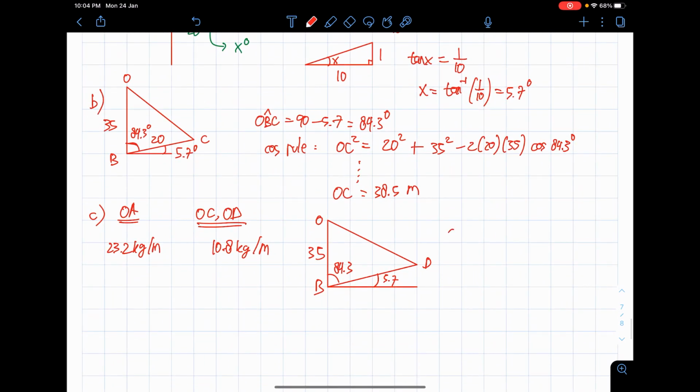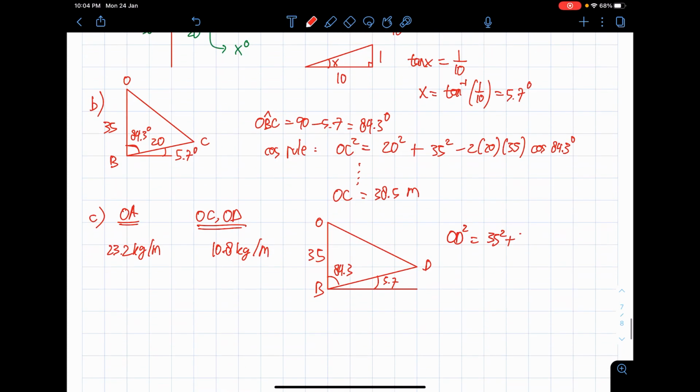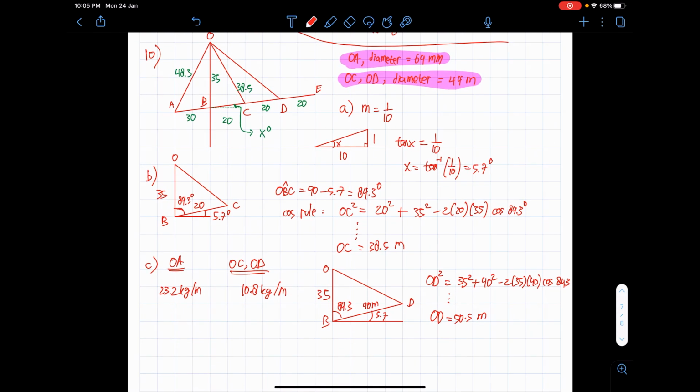Okay, so to find the length of OD, again I'm going to do a cosine rule. The length of BD is what? 20 plus 20. So this is 40 meter. Work out your OD, you'll get it as 50.5 meter. Okay, so let's list down all the lengths of the cable that we found so far. That's OD, OC is 38.5 meter, and OA being 48.3.